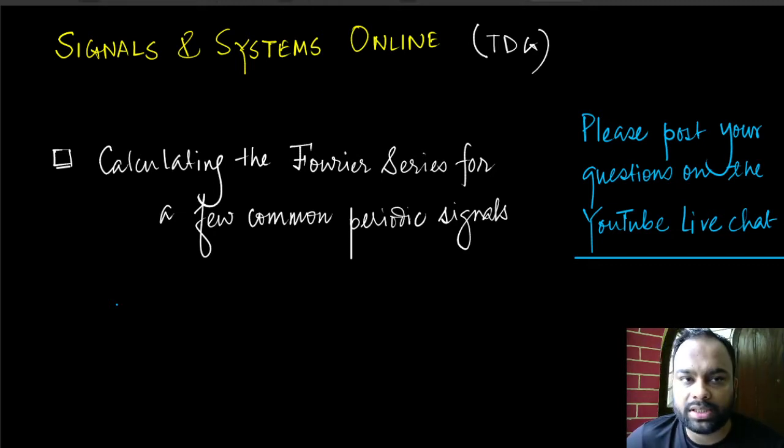And afterwards, in the next class, we shall talk about systems and how convolution can give you the output of a system when the system is excited with a certain input. In any case, we shall talk about solving a few problems, calculating the Fourier series for a few signals in this class. So I'm waiting for a few more people to join. Then we shall start today's class.